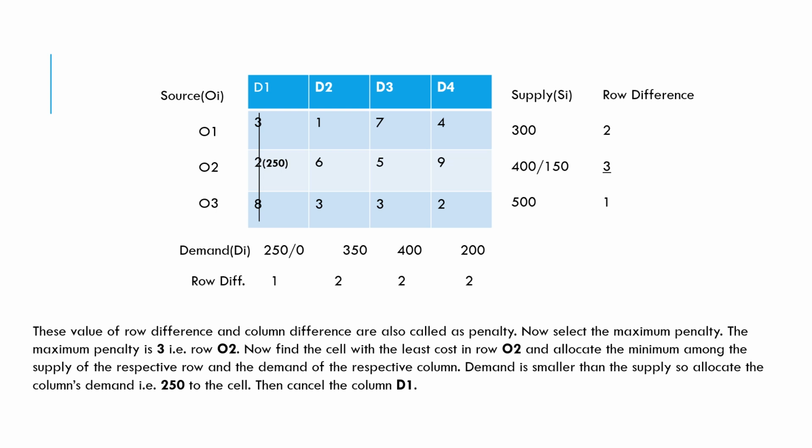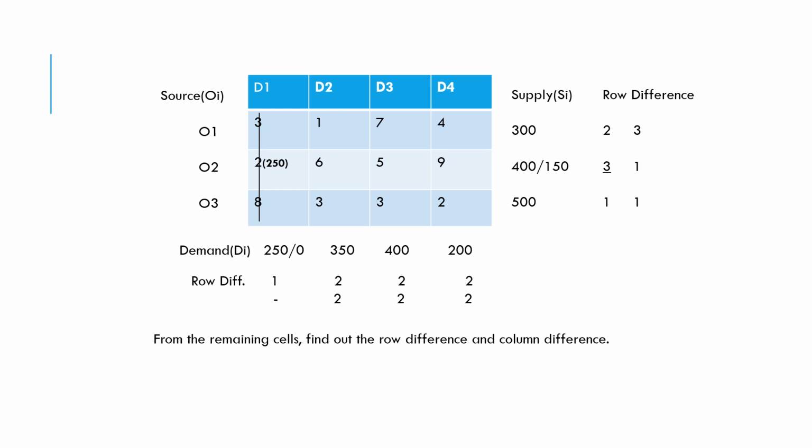2 is the least cost in row 2. Demand is smaller than the supply, so allocate the column's demand, that is 250, to the cell. Now the demand of the column D1 is fulfilled, so cancel the column D1. From the remaining cells, find out the row differences and column differences. Because column D1 is cancelled, do the same process for D2, D3, D4 columns. So the row differences are 3, 1, 1 and column differences are 2, 2, 2.